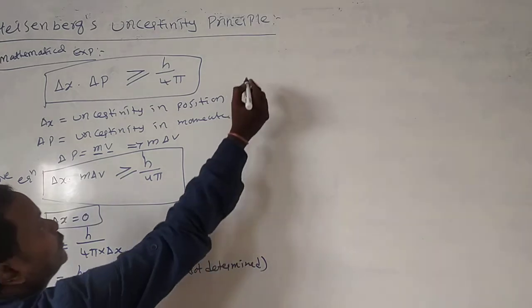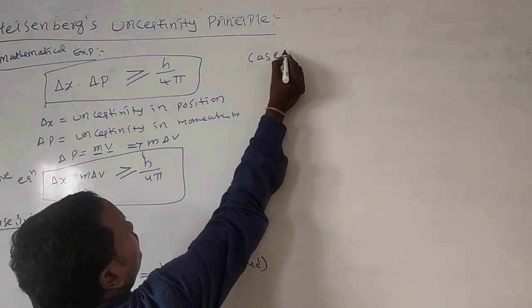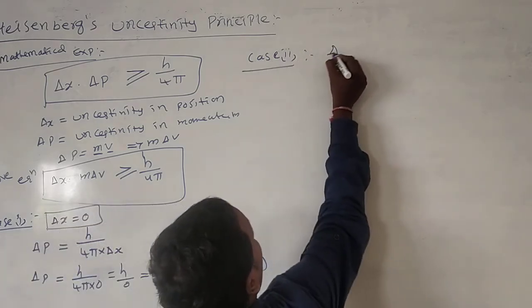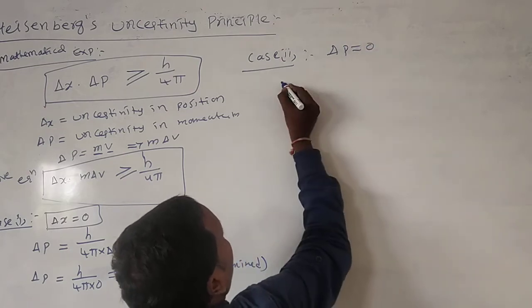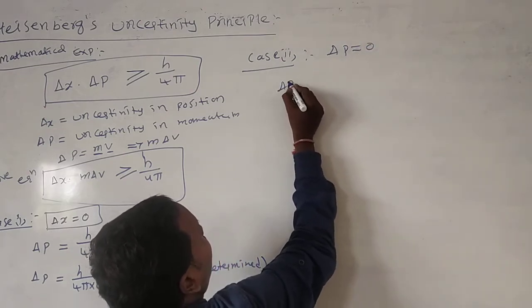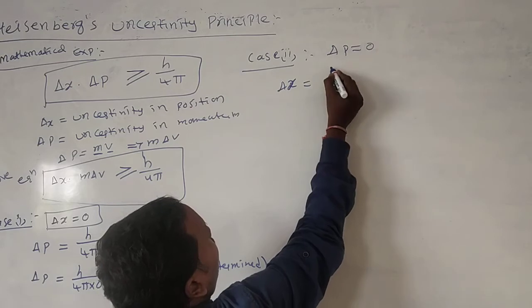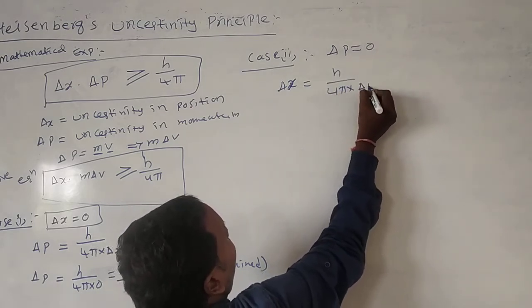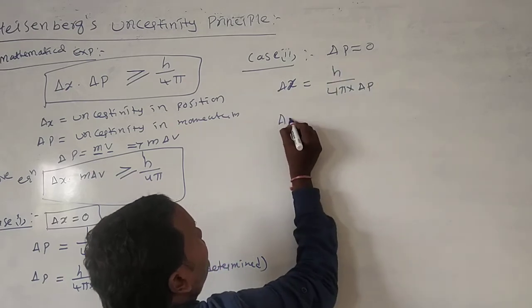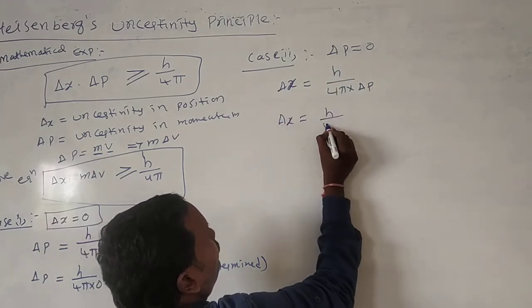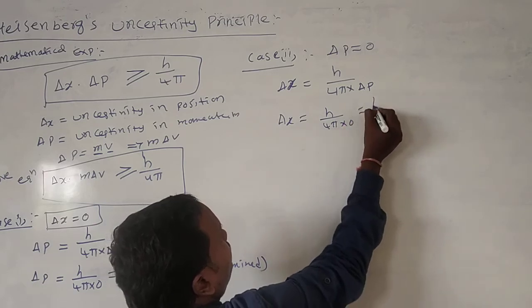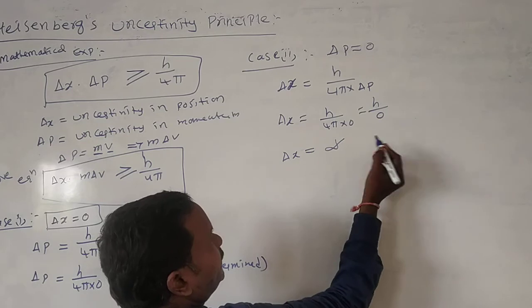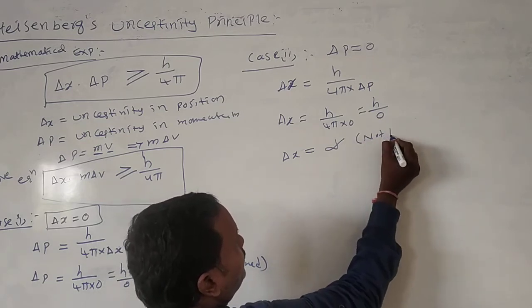Case 2. Delta p is equal to 0. Delta p equal to 0 means delta x is equal to what? h by 4 pi into delta p, which is h by 4 pi into 0, equal to h by 0. Delta x is equal to infinity, not determined.